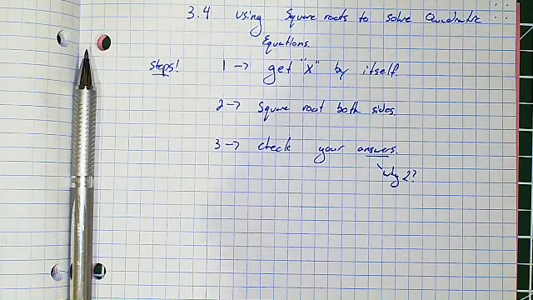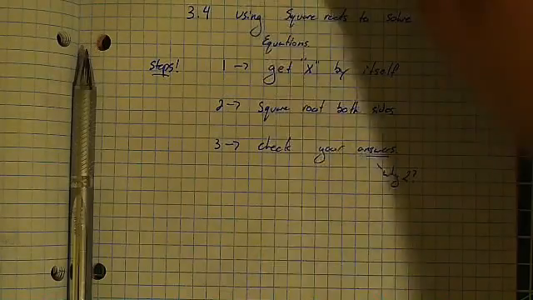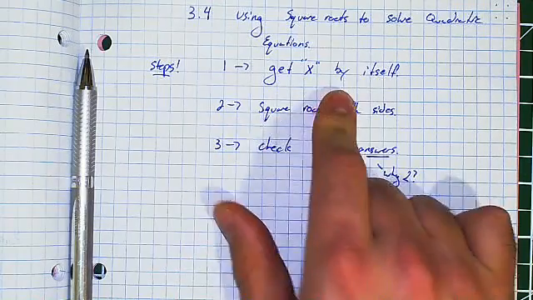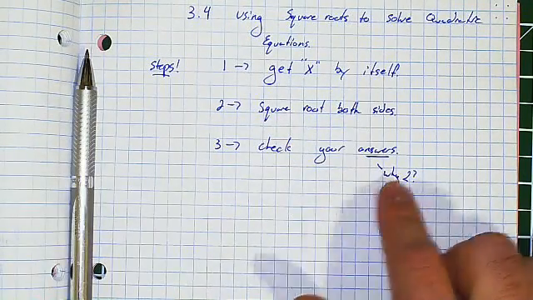Alright, this is 3.4, using the square roots to solve quadratic equations. The good thing is there's only really 3 steps to solving this. Your first step is going to be to get x by itself, followed by squaring both sides, and then you're going to be checking your answers.